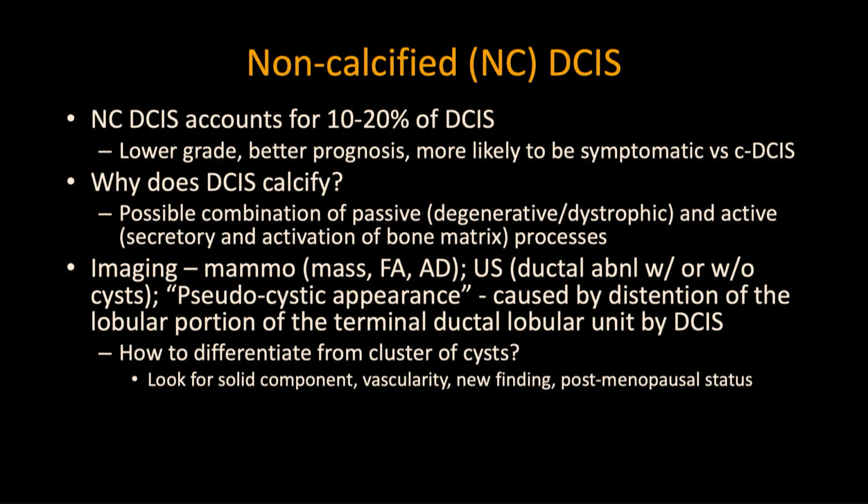So non-calcified DCIS accounts for about 10 to 20% of DCIS. These often are lower grade with a better prognosis, and when found on mammography or ultrasound are more likely to be symptomatic when compared to calcified DCIS. Why does DCIS calcify? Usually it's a combination of passive and active bone matrix processes. And on imaging, we just reviewed what it can look like on MRI. Just a reminder, on mammo, it may be a mass or a distortion. On ultrasound, I call it the pseudocystic appearance, where there's distension of the terminal ductal lobular unit by DCIS.